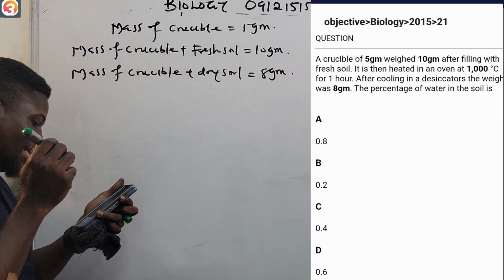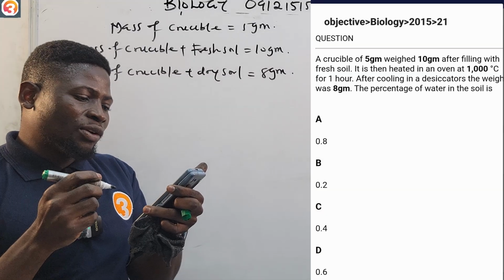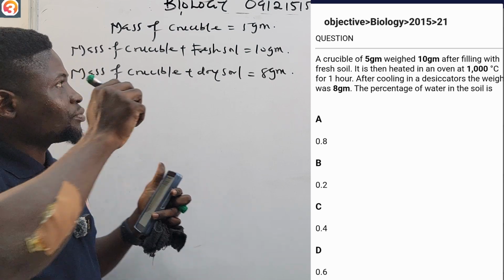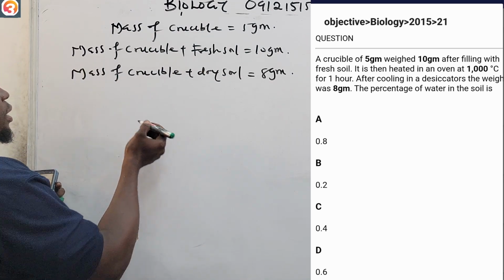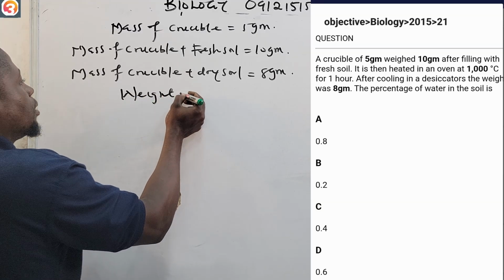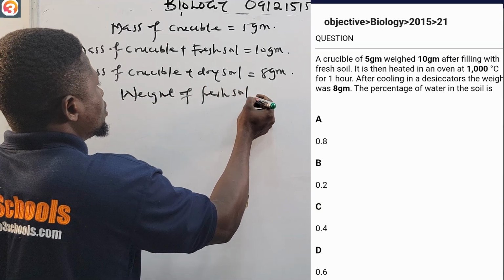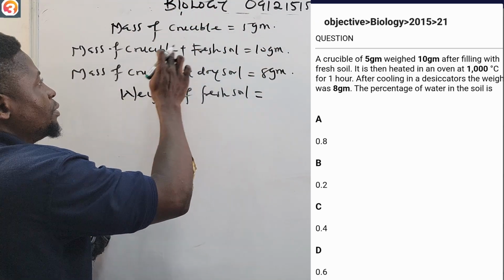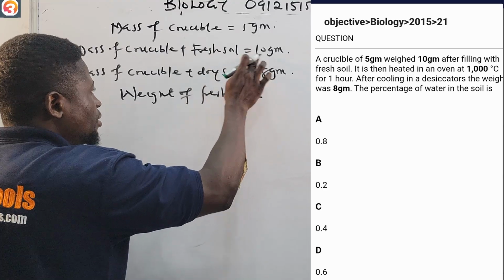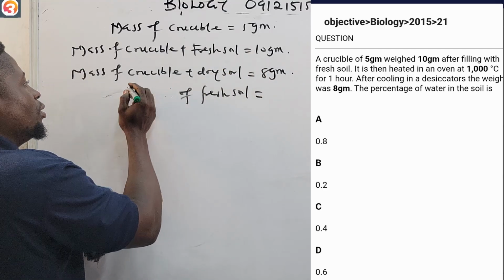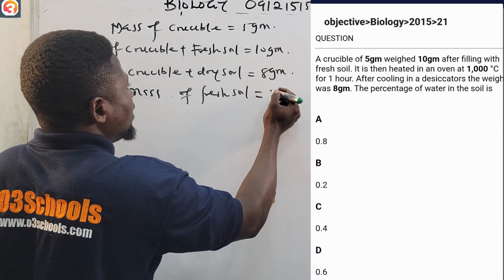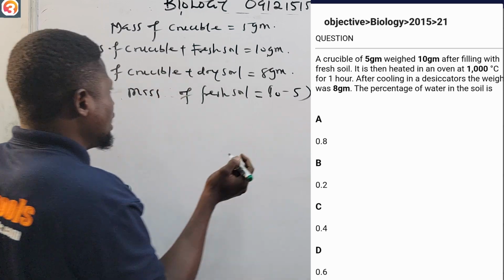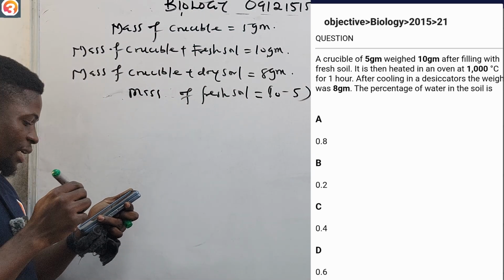So what do we need first of all? They are asking for the percentage of water in the soil. Now, the weight of the fresh soil alone. Since the mass of the crucible is 5 grams and the mass of crucible plus fresh soil is 10 grams, the mass of fresh soil alone will be 10 minus 5, which is 5 grams. So I've now found the mass of the soil.